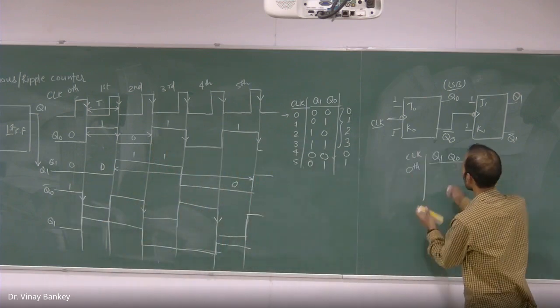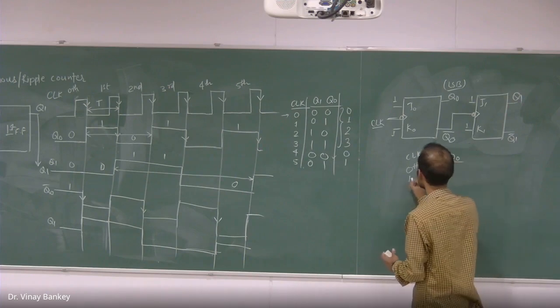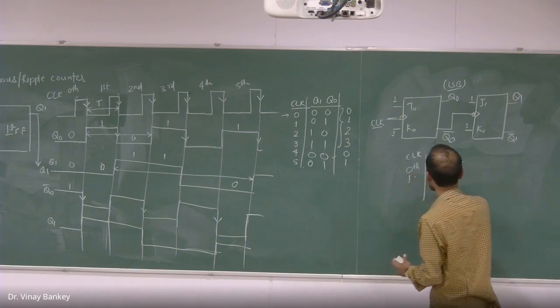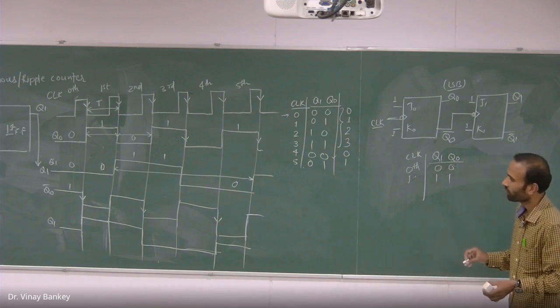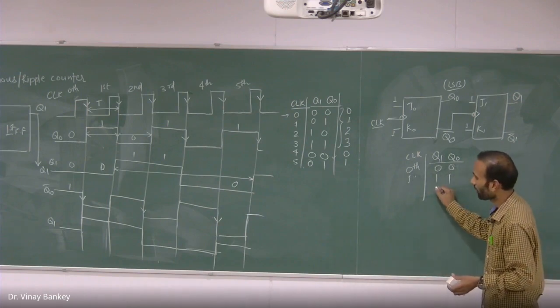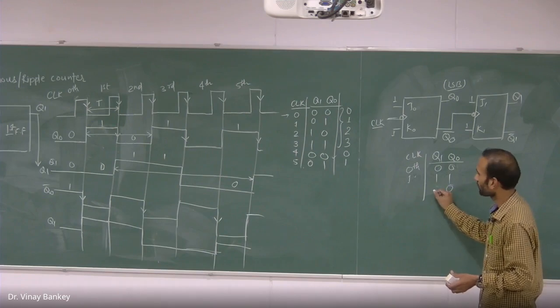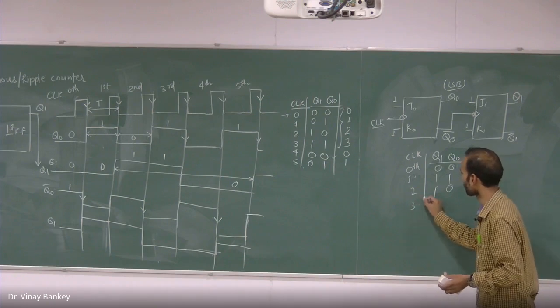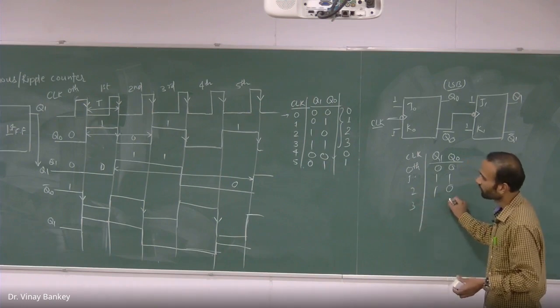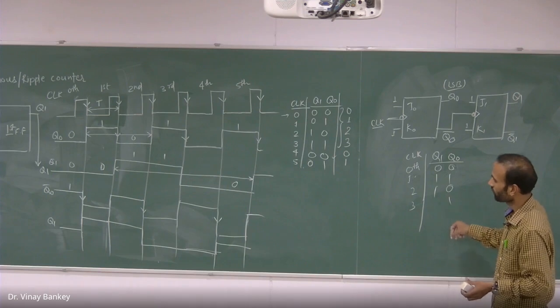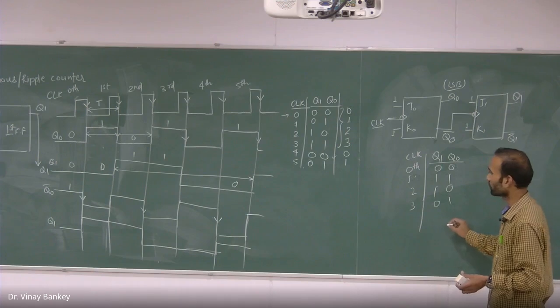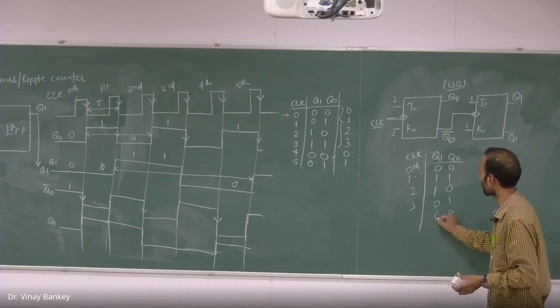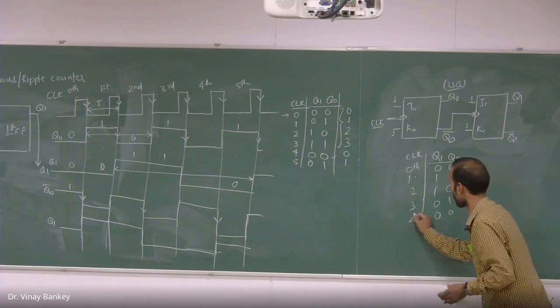The next one will be what? The first clock pulse will be 1, 1. Okay. The next one, Q0 will be 0 and this will be 1. And this will be for the second, and for the third clock pulse, where are we? Q0 will be 1 and this will be 0. And again we have 0 and 0 for the fourth clock pulse.